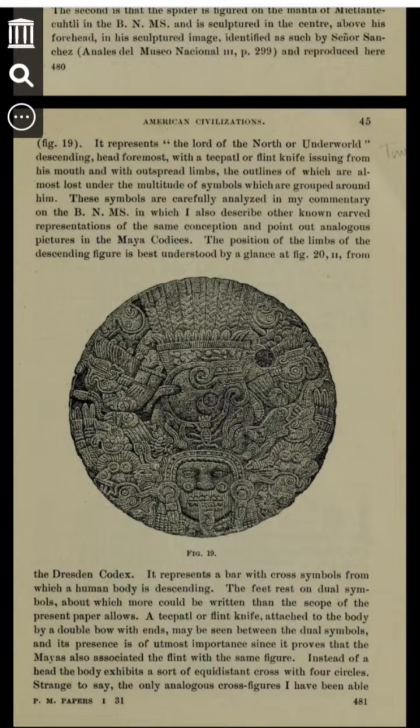All right, so we left off on Michelin Tecutili. Oh no, where we at? Not really sure most fans think Undala being seen like this. Yeah, okay, we right here. Now it represents the Lord of the North or Underworld, descending head foremost with tech pot or flint knife issuing from his mouth, and with outspread limbs, the outlines of which are almost lost under the multitude of symbols which are grouped around him.